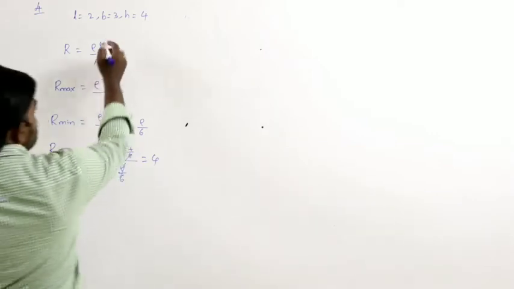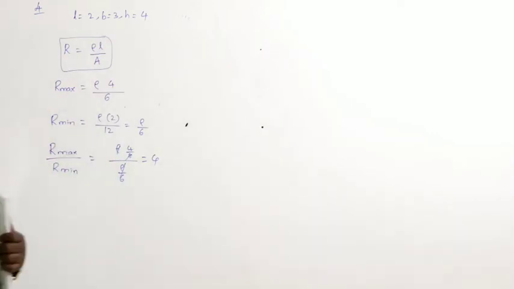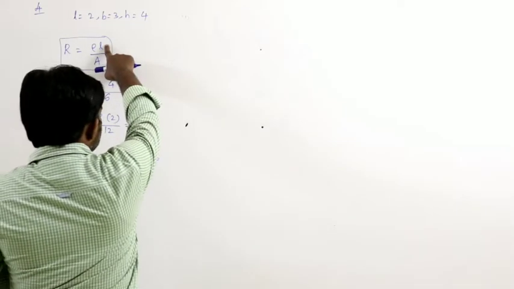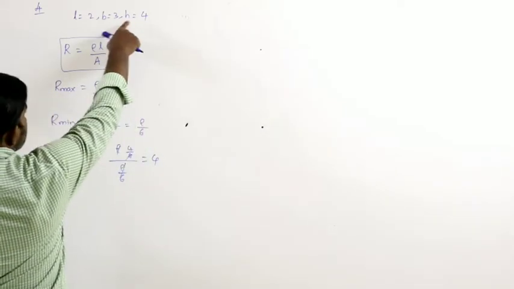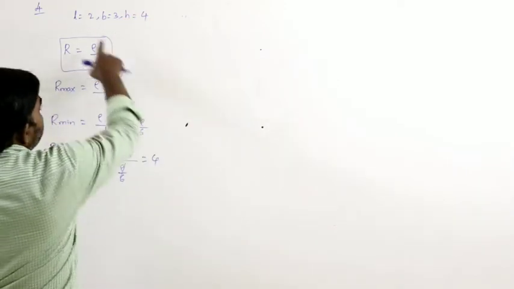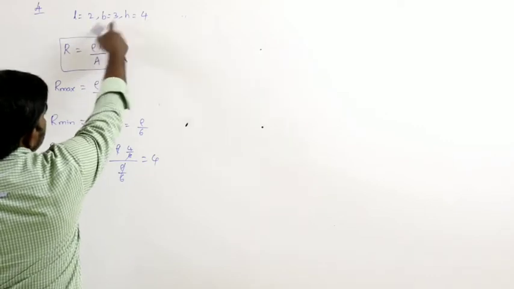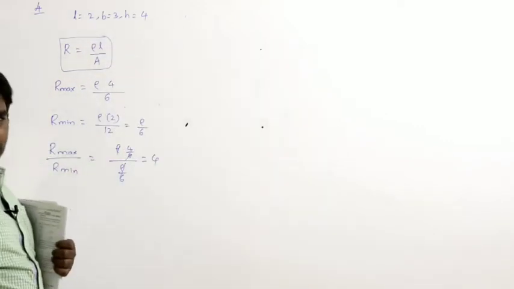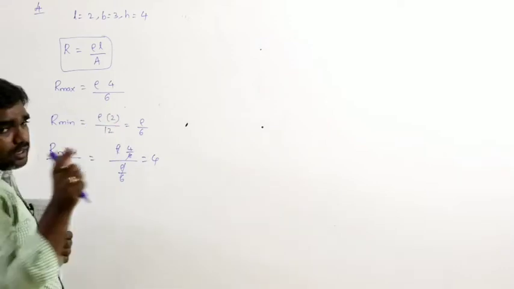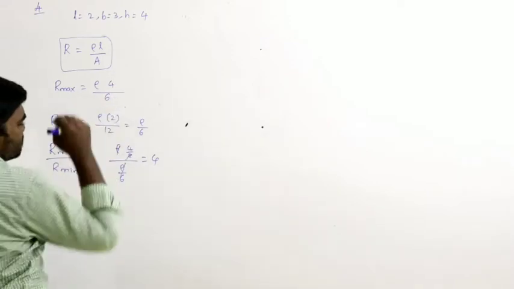With the resistance formula R = rho L by A, when the resistance is maximum, length is maximum and area is minimum. Any one side is considered as length and the remaining two are area, breadth and height. So whatever it may be, across the parallel faces this is the maximum possible resistance and this is the minimum possible.